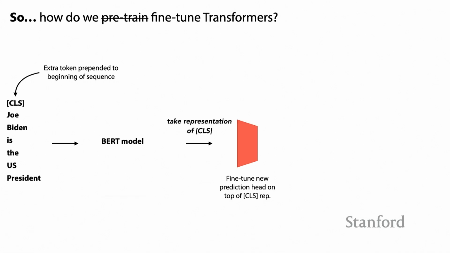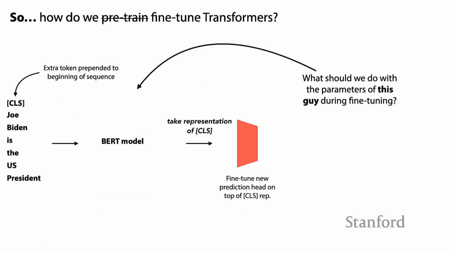So we're going to just push this sequence through our model, and when we do fine-tuning, oftentimes we'll just take the representation of the class token, and we'll fine-tune a new prediction head, which is often just a linear transform or a small MLP, on top of this class token representation. Okay, so that's pretty straightforward. It's pretty much what we said before.